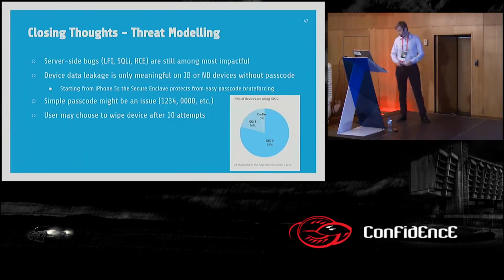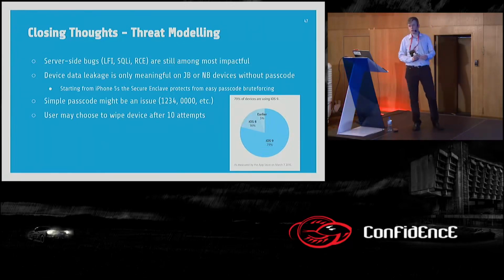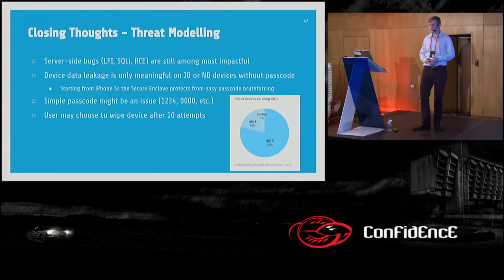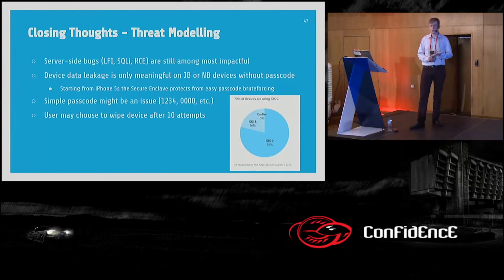Okay, and some closing thoughts from my side: server-side bugs are still the most impactful, because the platform as such is maturing. It uses encryption, it uses TPM, so there are fewer and fewer scenarios for getting the data from the device itself. I'm not saying it's impossible, but it's getting harder. The issue might be, for instance, when users choose weak passcodes like 1234 or four zeros, and that obviously happens. Good practice is also to wipe the device after 10 attempts. Then you are even less lucky.